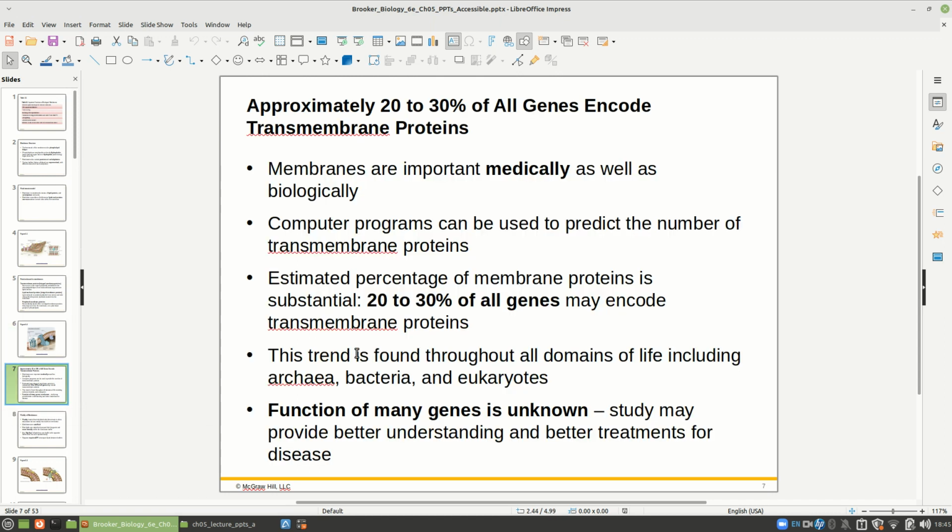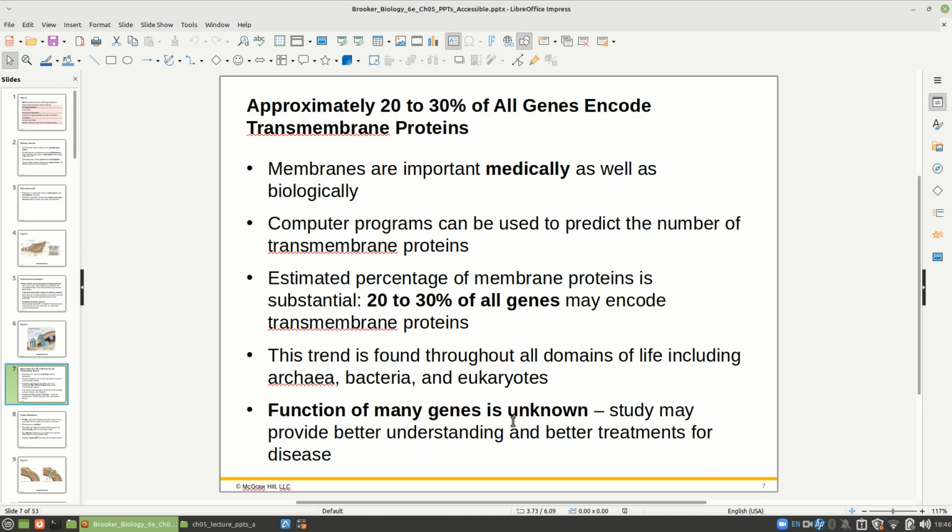Let's see, 20 to 30% of all genes encode for transmembrane proteins. In other words, the majority of your genes are proteins that are stuck in the membrane, which is important, as it says here, medically as well as biologically. When these things don't work right, you usually have some type of illness. You can't get things in and out of your cells at the right time or in the right amounts, and therefore you become sick. Your cells die or they don't function very well.